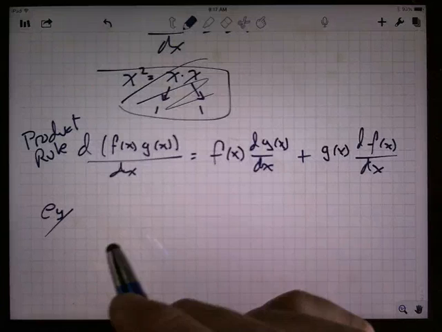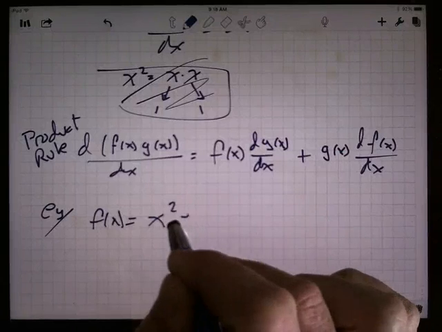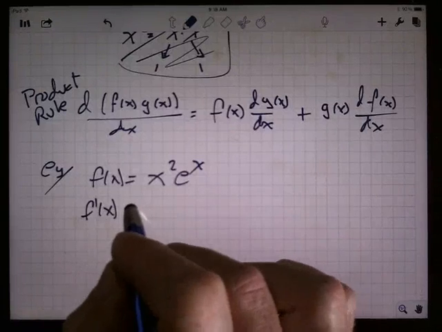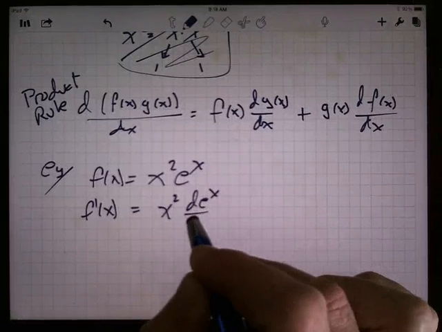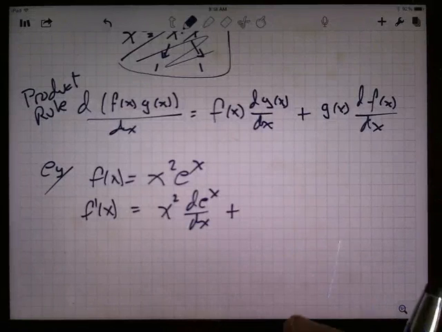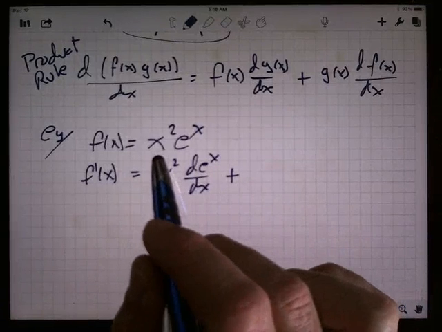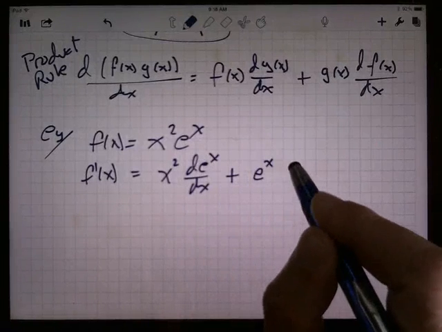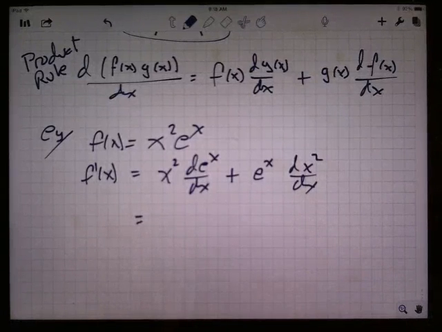Let's do an example here or two. Here I've got f of x equals x squared times e to the x. What's the derivative? Well, the derivative is the first function times the derivative of the second. I'm going to write more steps down than I would normally write out, just because to begin with, I think it's good to see the steps. Later I'll take these derivatives on the fly, but here we go. We've got x squared times, so first times derivative of the second plus the second function times the derivative of the first function.